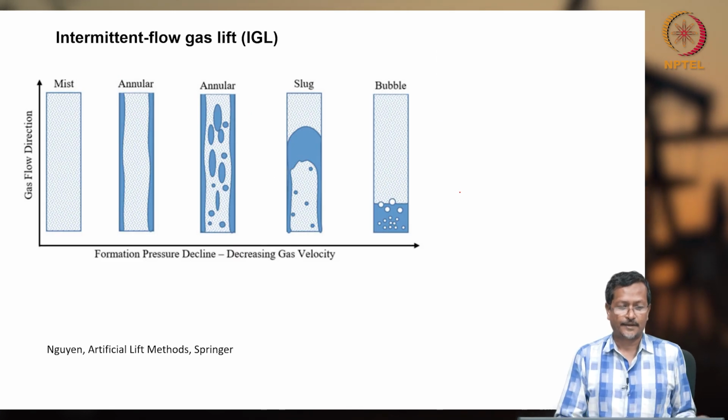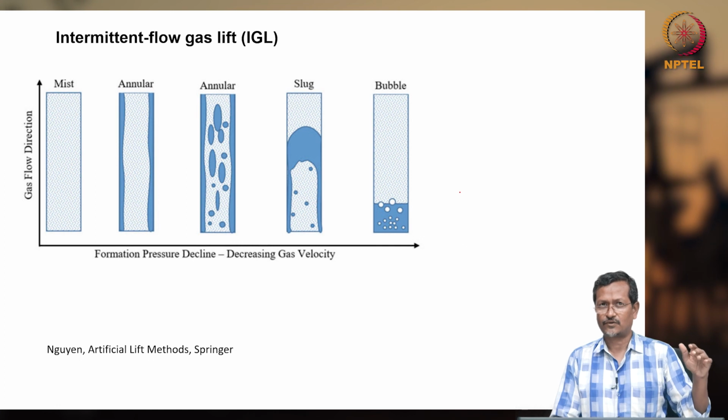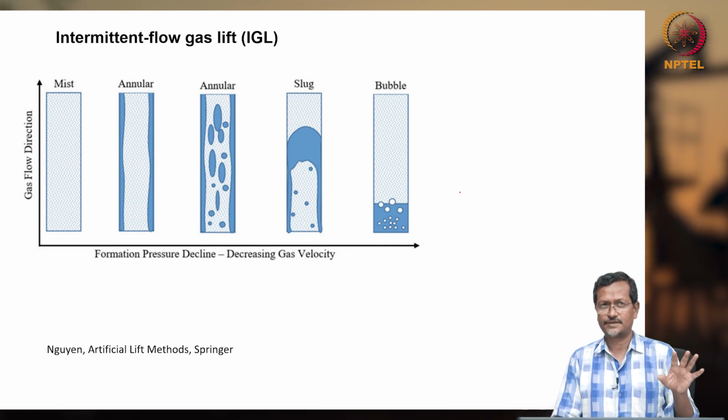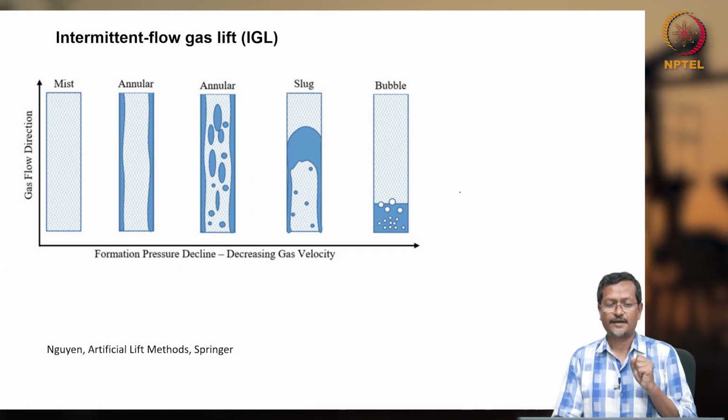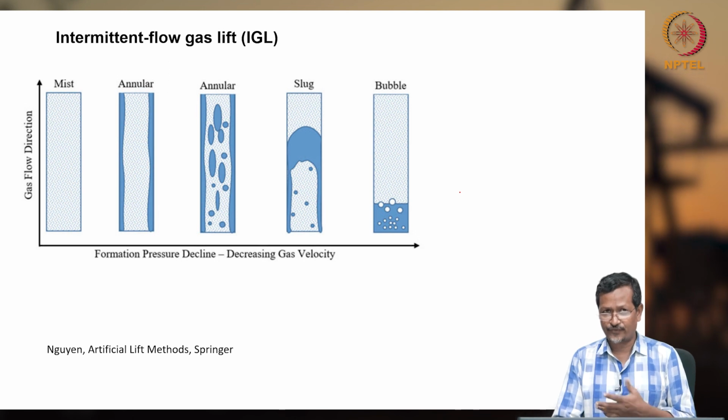Okay. Now, basically we have considered all the continuous gas lift systems. Now see the intermittent gas lift system. Why is the intermittent gas lift system required? Let us say you have gas well deliquification.